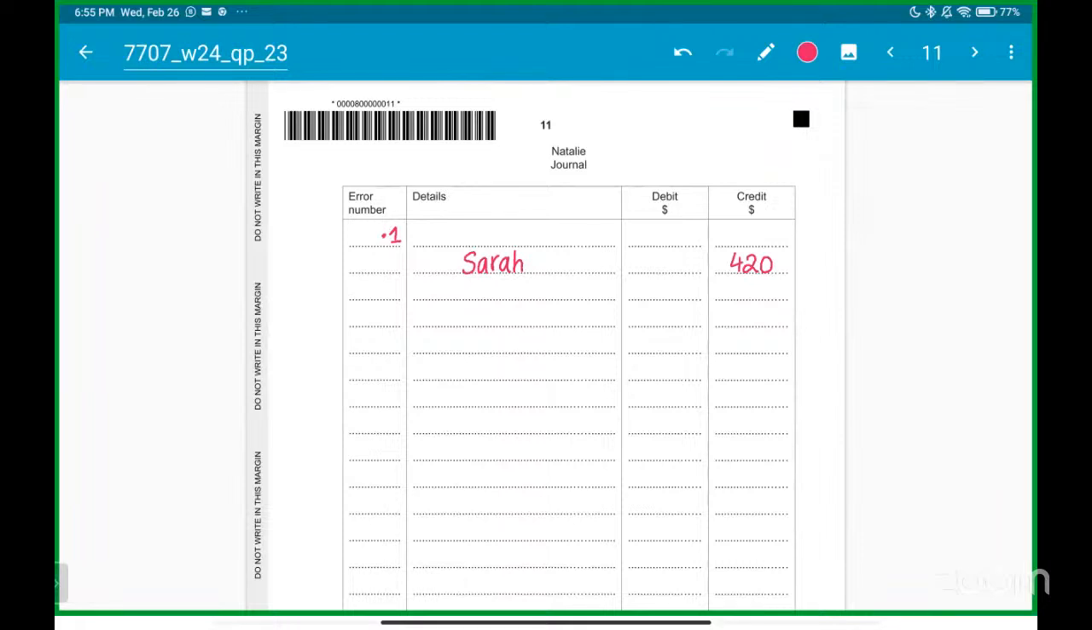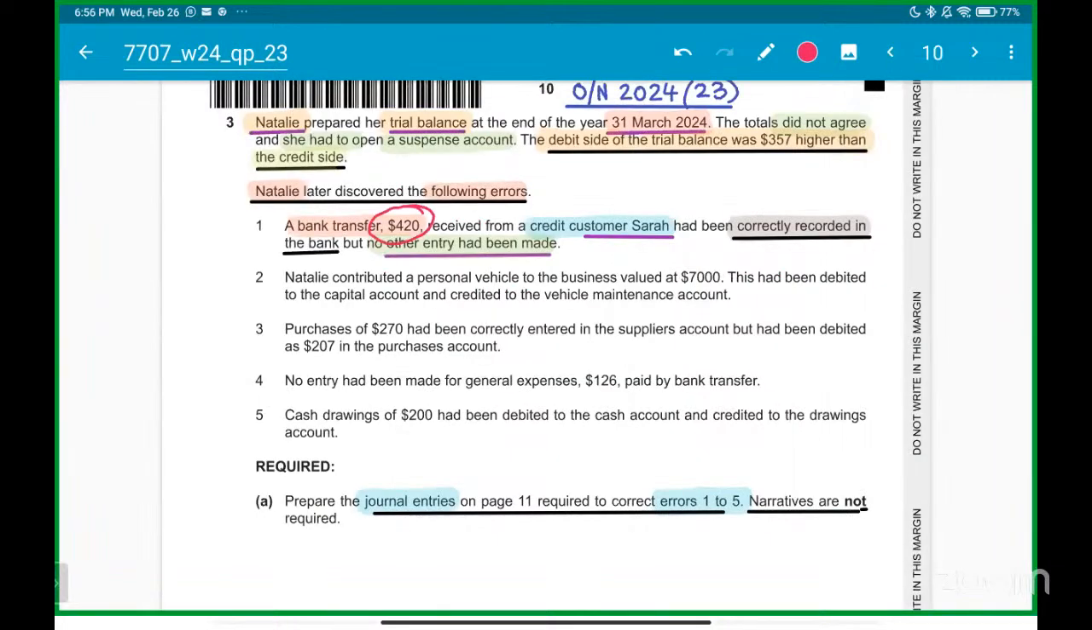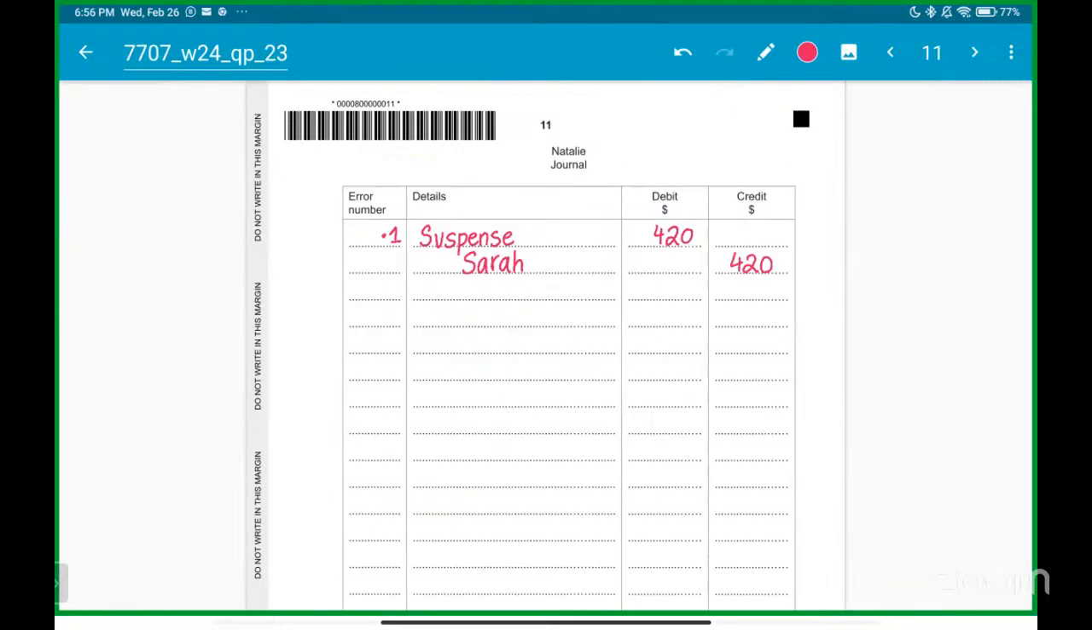So this is definitely an error which is affecting the trial balance. So suspense account will come in, because suspense account comes in when the error affects the trial balance. So that is important: we get suspense $420 debited and Sarah on the credit side credited. That's how error number 1 will be recorded. The reason for this is that it's an error affecting the trial balance.